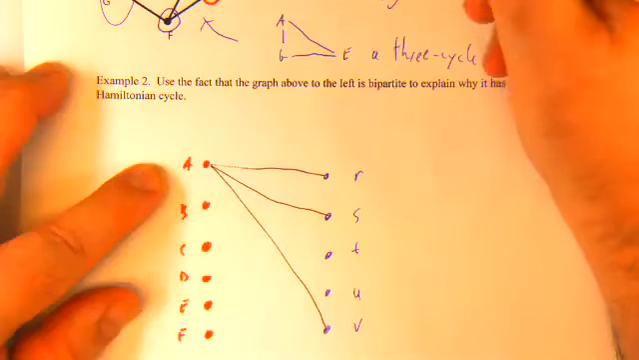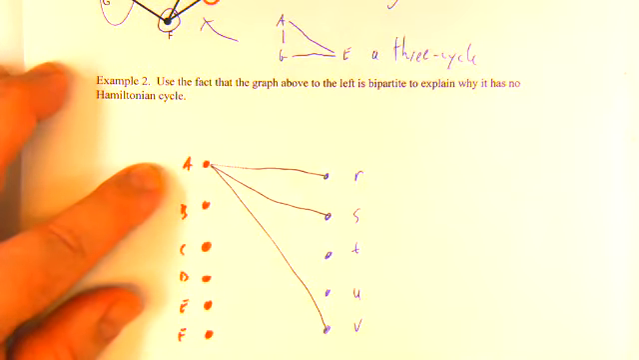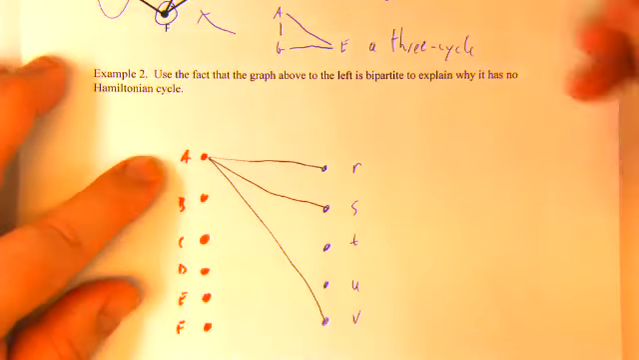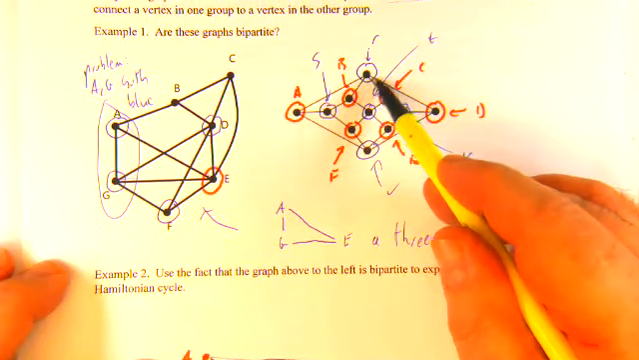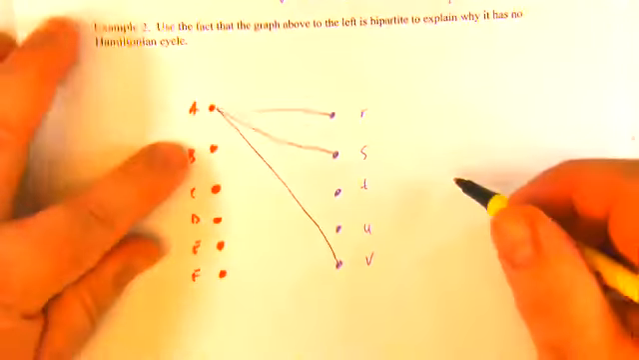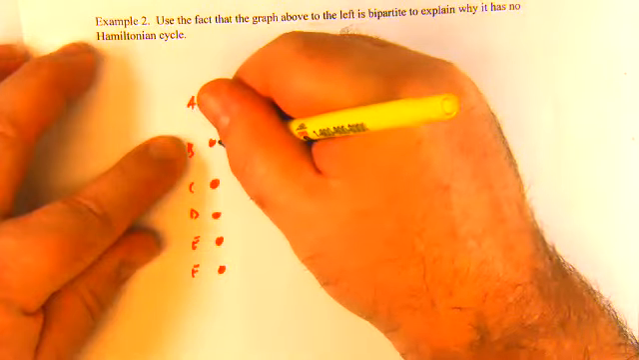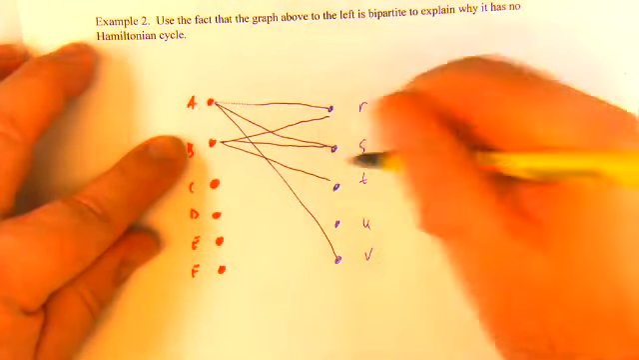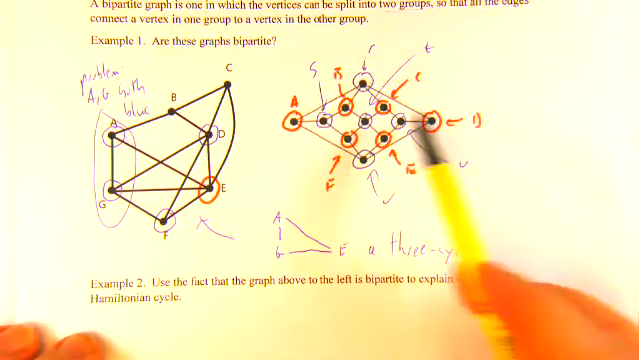B is connected to S, R, and, oh, there's one in the center, but I call that T. Okay, good. So B is connected to S, R, and T. What's C connected to? C is connected to R, T, and U.